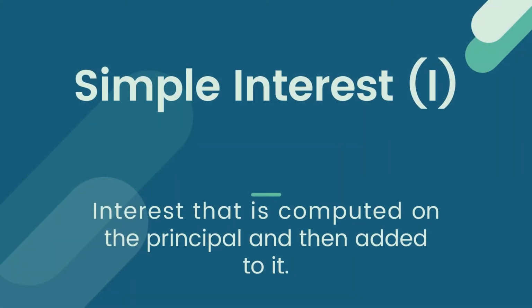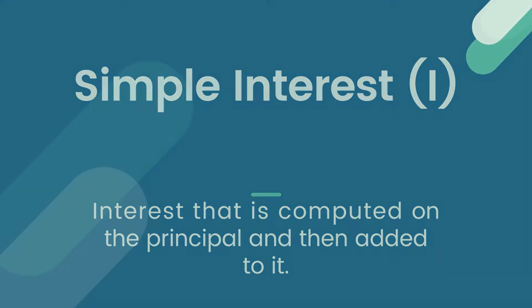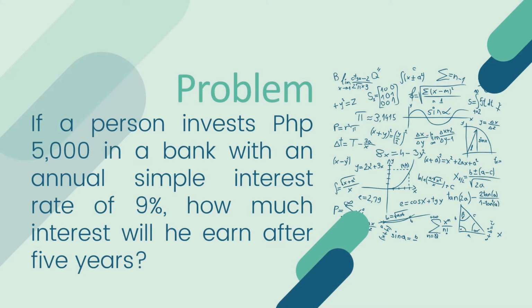So firstly, we have simple interest. Interest that is computed on the principal and then added to it. Now that we already knew the definition and terms under simple interest, let's try this problem. If a person invests 5,000 pesos in a bank with an annual simple interest rate of 9%, how much interest will he earn after 5 years?